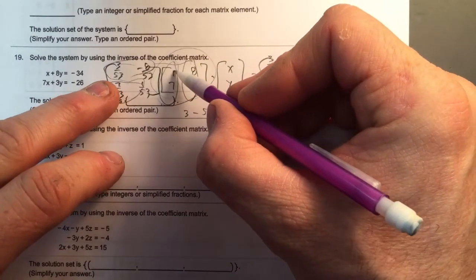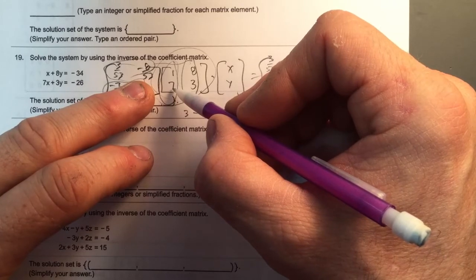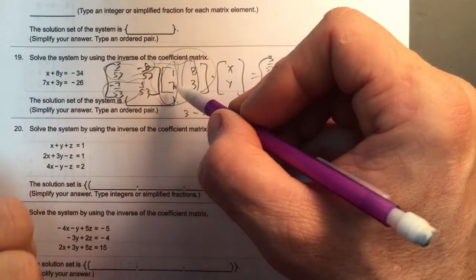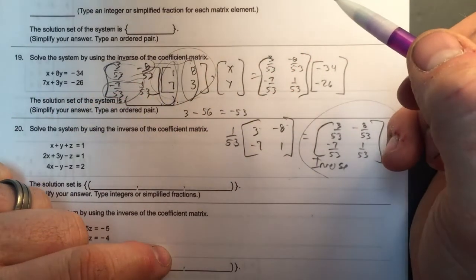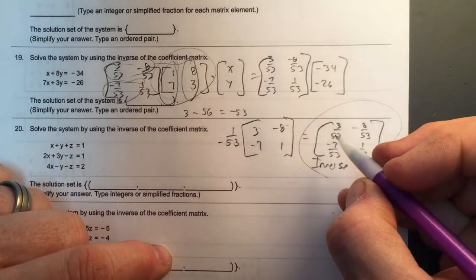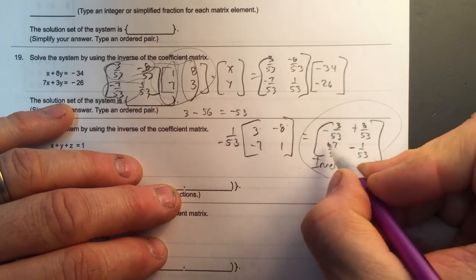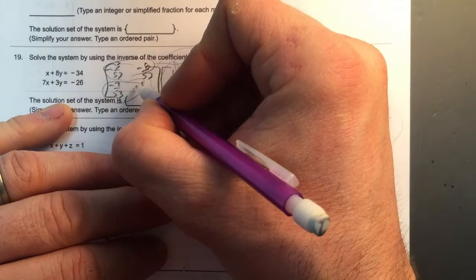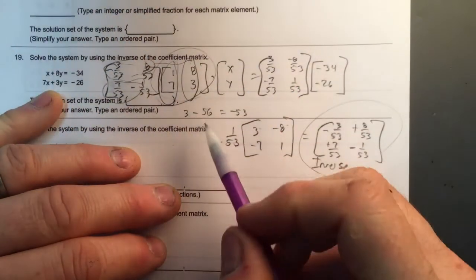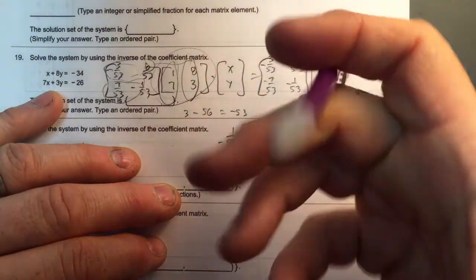Let's see here. 3 over 53, negative 56, that'd be 3, and negative 56 is negative 1. Oh, I'm sorry, this is negative 53. Dang it. All right, so that changes all these. This is negative, negative, and these two are positive. I left my negative off there. Same thing over here: negative, negative, and these two are positives.